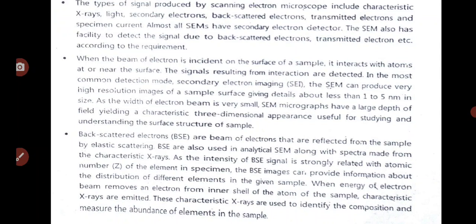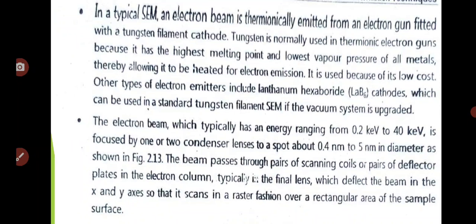And when the energy of the electron beam removes an electron from the inner shell of an atom of the sample, characteristic X-rays are emitted. These characteristic X-rays are used to identify the composition and measure the abundance of the elements in the sample.